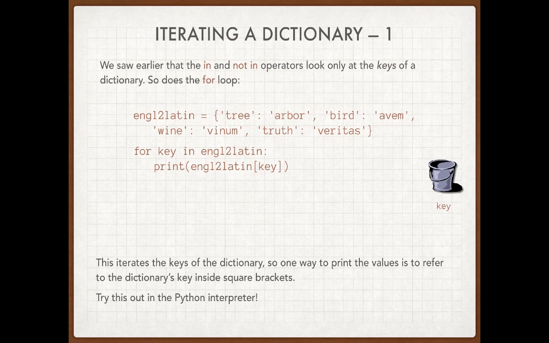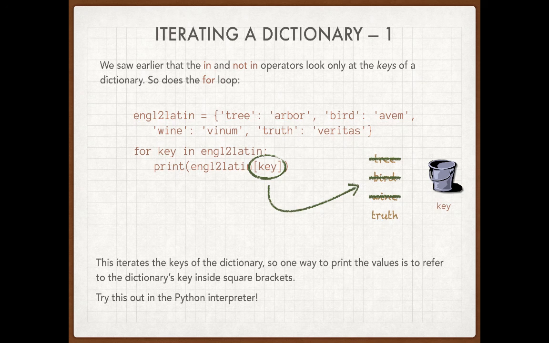So if key is a bucket over here, I'll put it way over on the side, I'm going to copy values in there and then overwrite and overwrite and overwrite. So at first, tree is going to go in there, and then bird will go in there, and then wine will go in there, and then at the end, truth will go in there. So these are the 4 keys in the English to Latin dictionary.